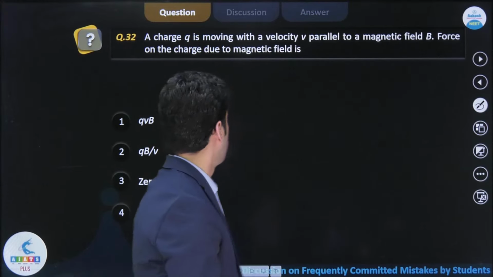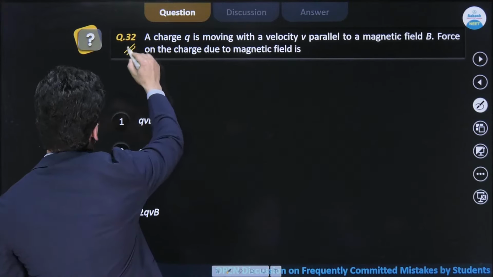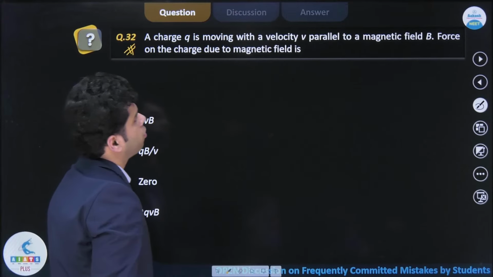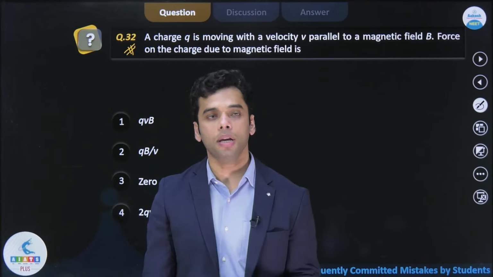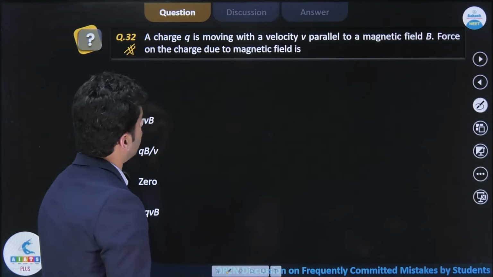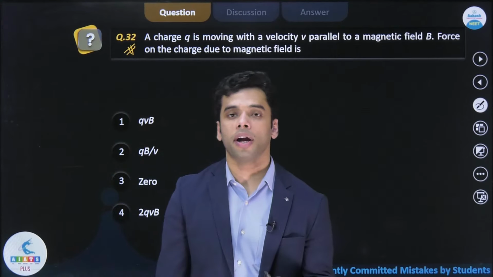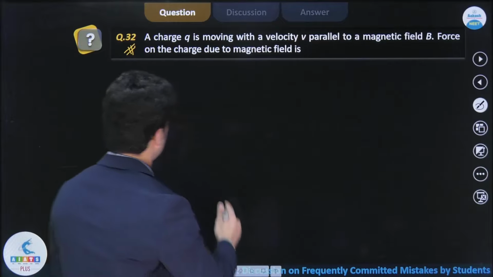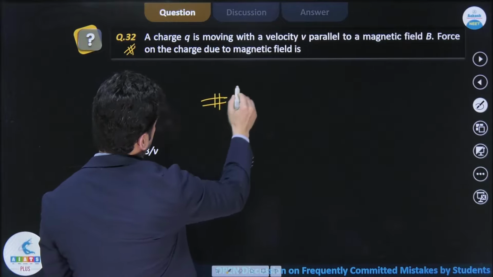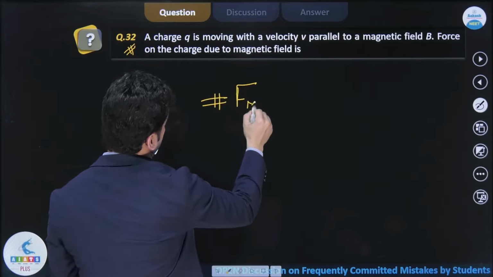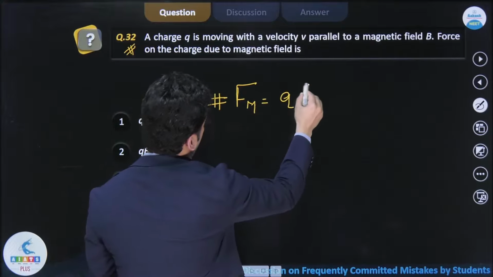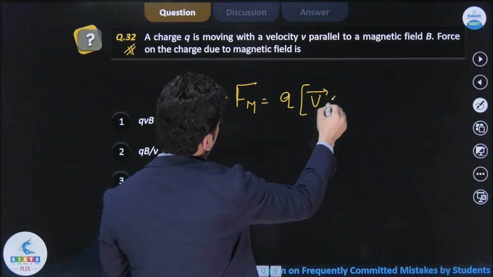Okay, let's move to problem 32. A charge Q is moving with a velocity v parallel to a magnetic field B. Force on the charge due to magnetic field is. So you need to find the force on the charge due to magnetic field. So magnetic force experienced by a charged particle Fm is equal to Q V cross B.